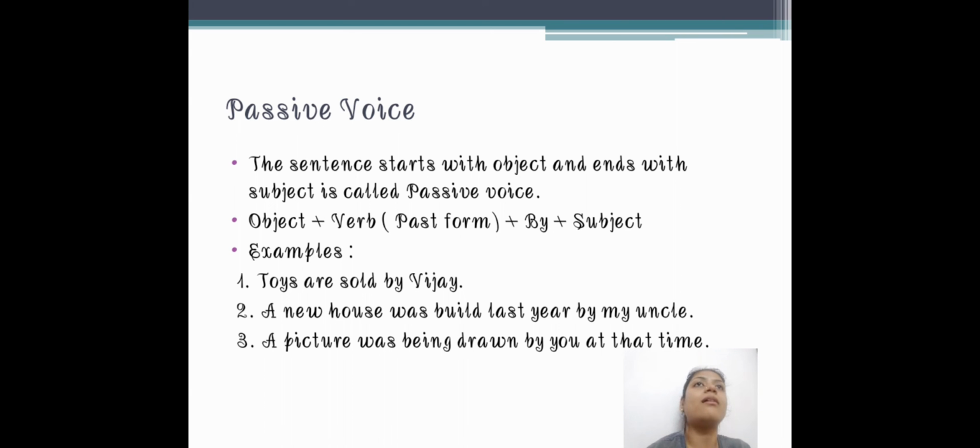A new house was built. Why was built? Because it is a past tense sentence, so was will be there. Now built, as we have seen in the formula, we have to use the past form of the verb. You may remember the basic form, past form and past participle form. In that, the past form will be used in this passive voice. So was built, now last year by my uncle. By whom? By my uncle. So the passive voice sentence will be: a new house was built last year by my uncle.